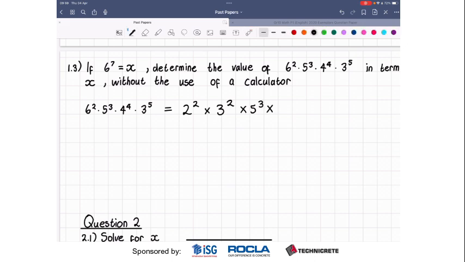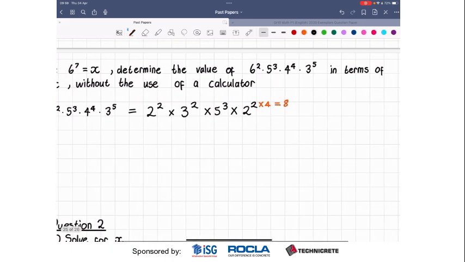So 4 in terms of base 2 is 2 to the power of 2. And then remembering that I had the 4 raised to the power of 4, I can multiply these two exponents together. And in the end, I'm going to have 2 raised to the power of 8. And then I'm going to keep this 3 to the 5.